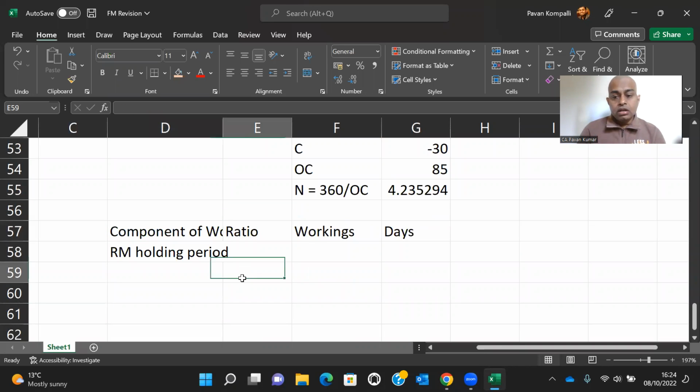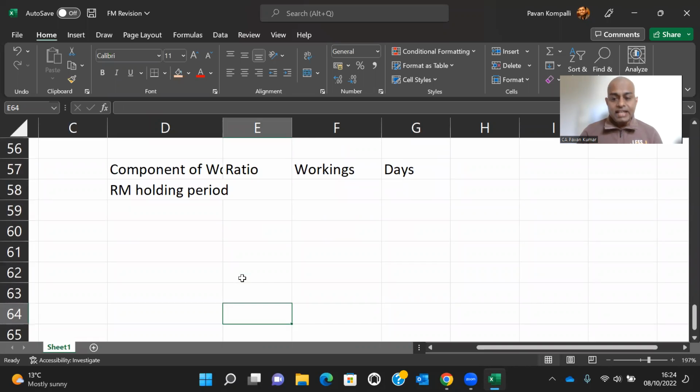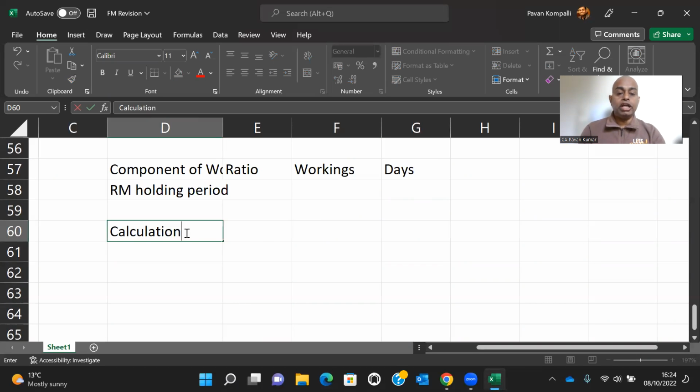Okay. So guys, do you understand this problem? Are we done with question number 2? Can we go to question number 3? Yes, question number 3 is calculation of working capital, or we call it working capital forecast.